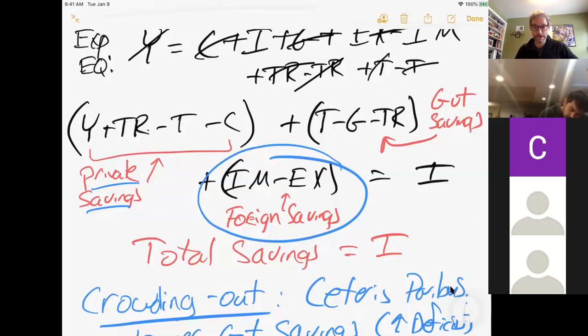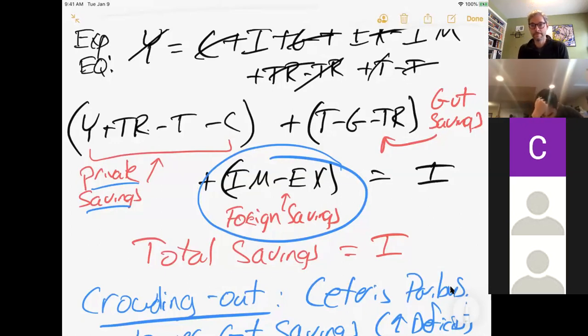And so the evidence is pretty clear here that the U.S. doesn't have to worry about crowding out nearly as much as other countries. But crowding out is a big issue for other countries, right? So, for instance, Canada faces a much different situation than the U.S. does. Does Canada have to worry about crowding out?